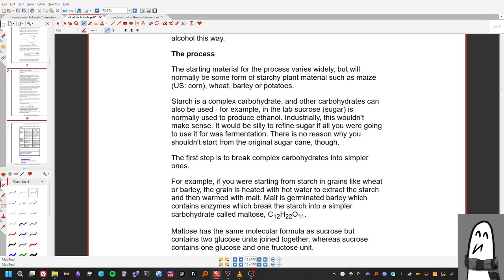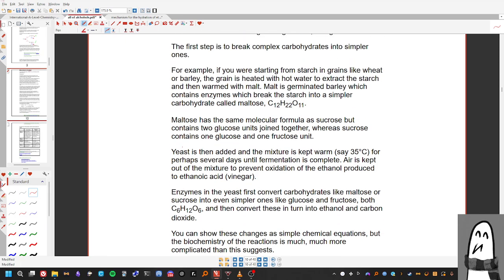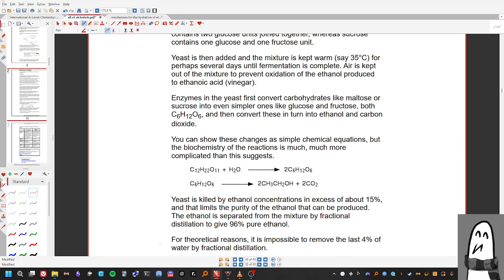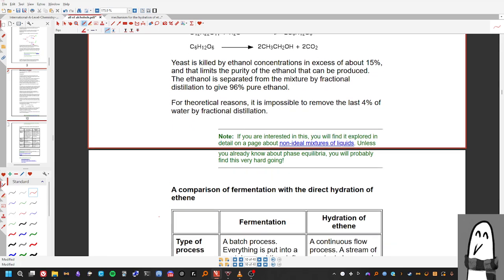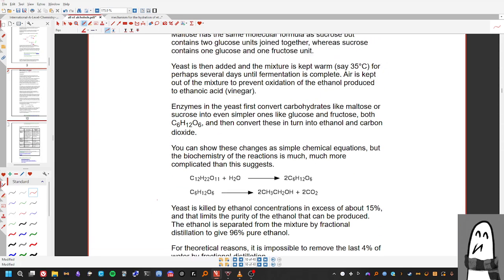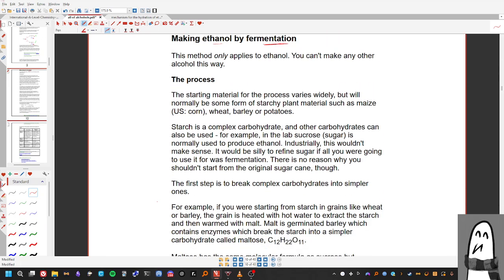The process specifically starts from... There's a lot of text. Is there any link here? Okay, dokie. So let's just read. It's gonna be really boring though.